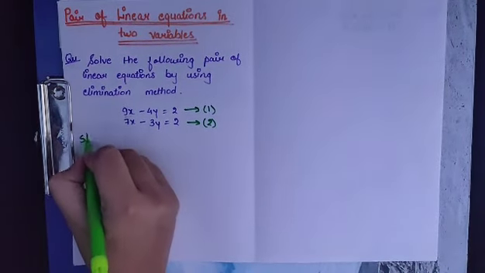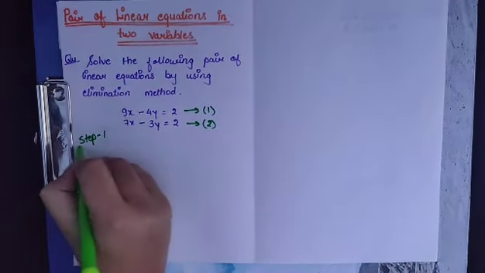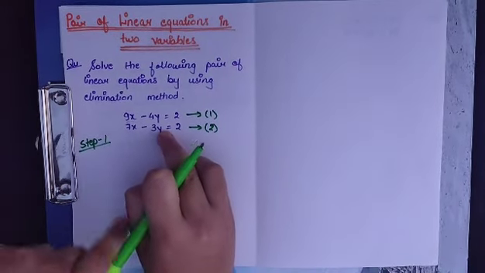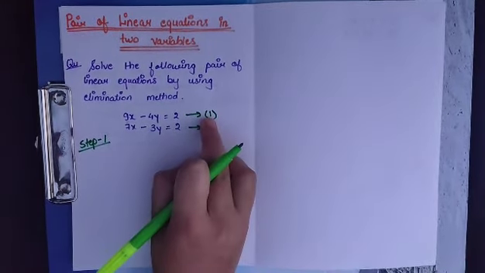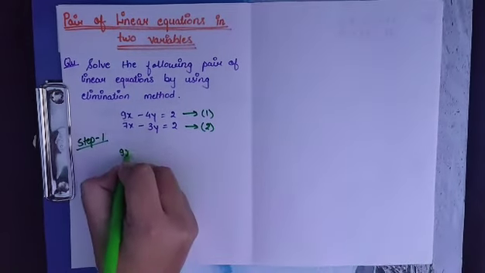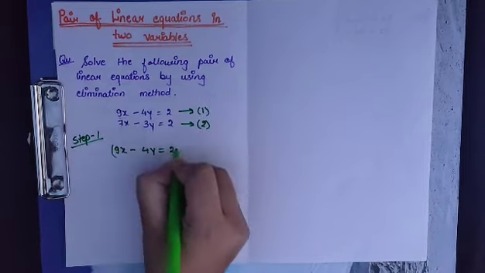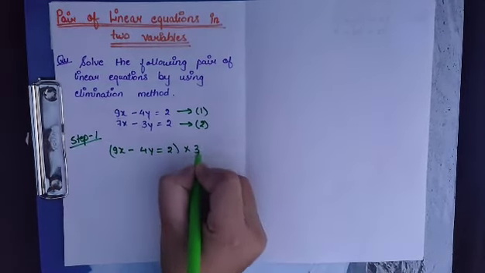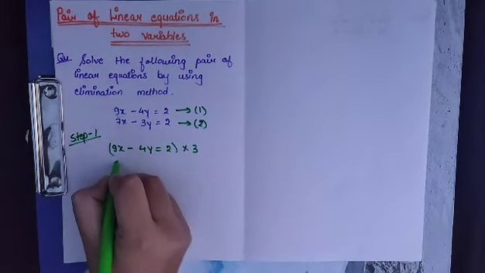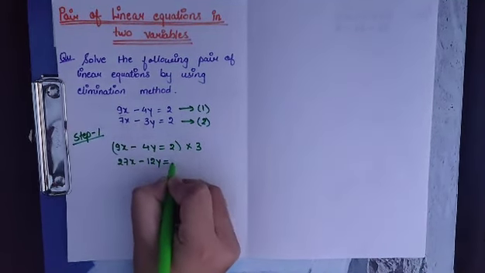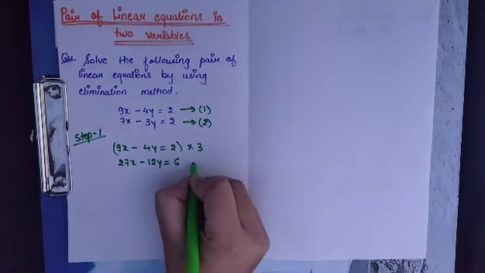Step 1. Try to eliminate y. For this, we will multiply equation 1 by 3. So 9x minus 4y equal to, multiply this equation by 3. 27x minus 12y equals 6. Name it as equation third.